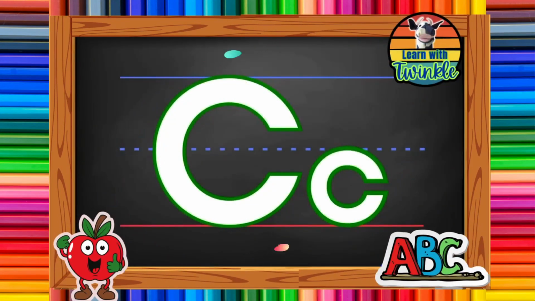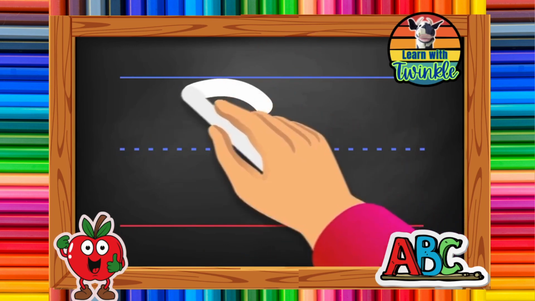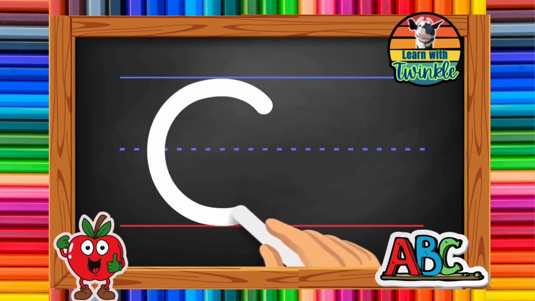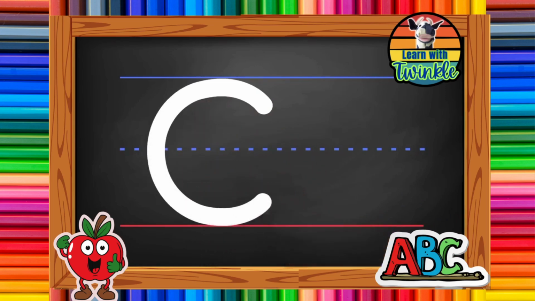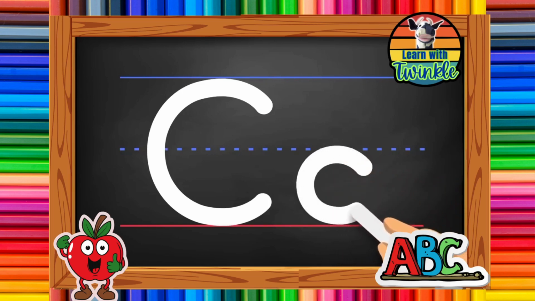Move to the next letter. Letter C. Uppercase C. Start at the top, curve around to make a half circle. Lowercase c. Start from the middle, curve around to make a smaller half circle.